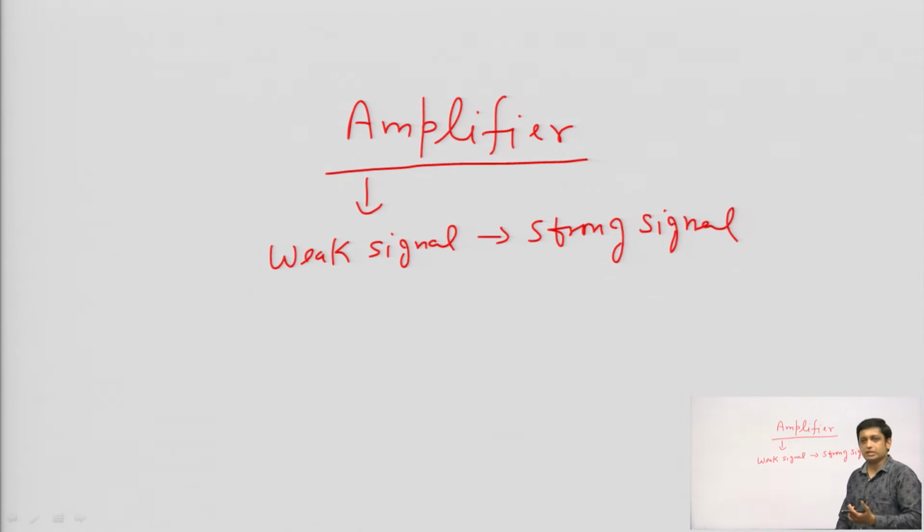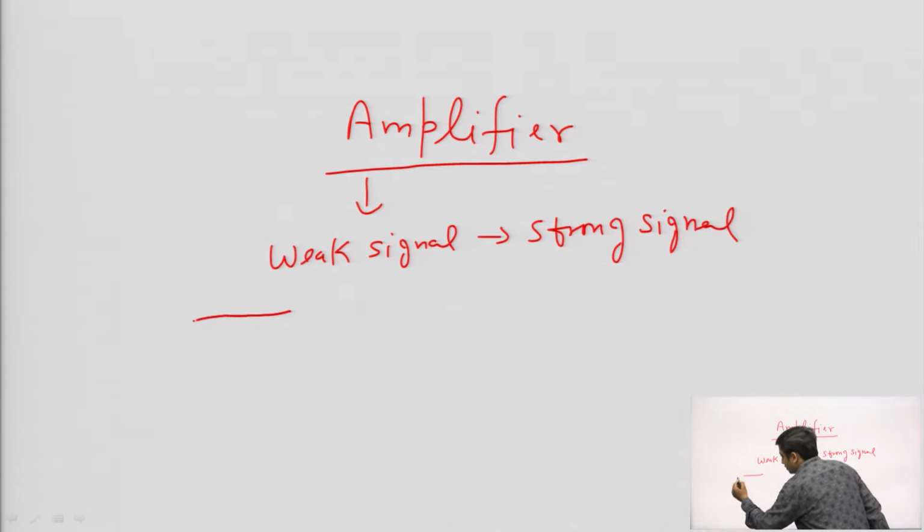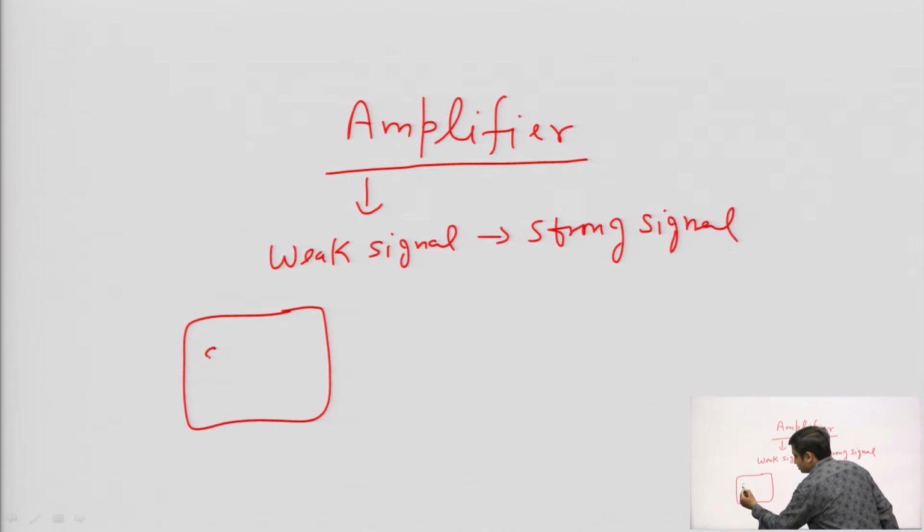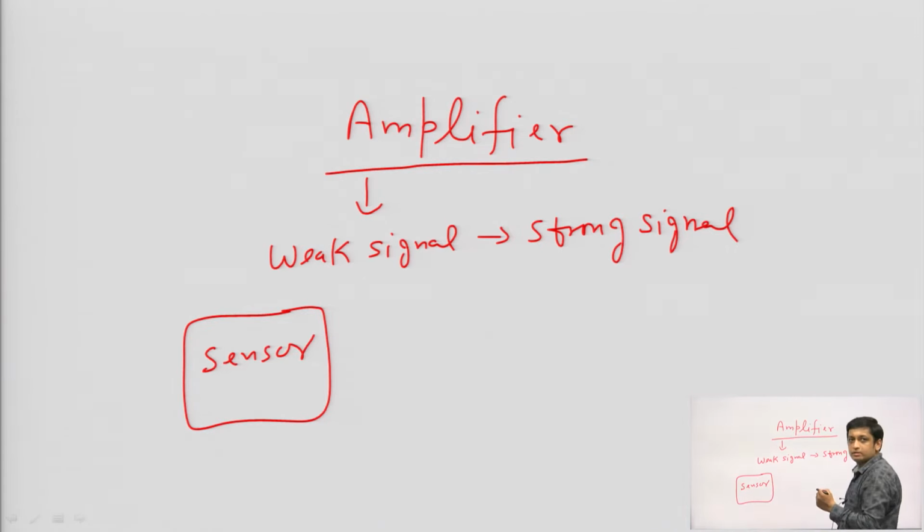Obviously, the question arises why we need to convert a weak signal into a strong signal. The reason is that the sensors which we use in our daily life produce electrical signals. Like a temperature sensor, it senses the room's temperature and converts that temperature into some electrical quantity.